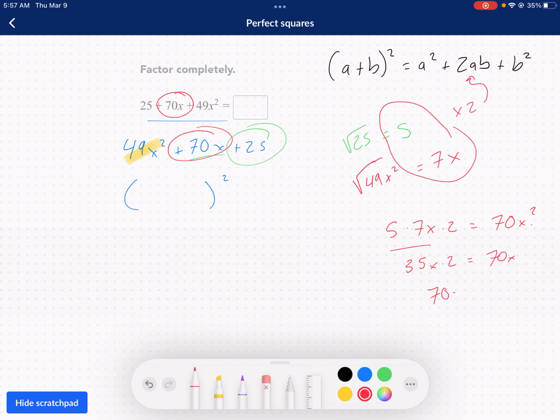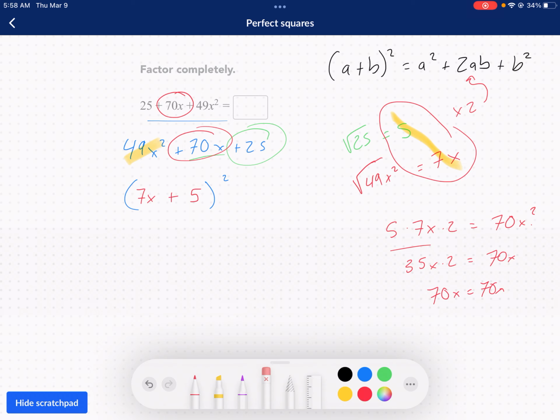And we see that we do get that middle term. So that's great. Okay, that means we have the correct form for a perfect square trinomial. Now, how do you put it in the parentheses? You're going to take these square roots, the ones we found in the first step to check whether it was a perfect square trinomial. So you're going to put 7x, you're going to put 5, and you're going to put the plus sign, and you're done. It's as simple as that.